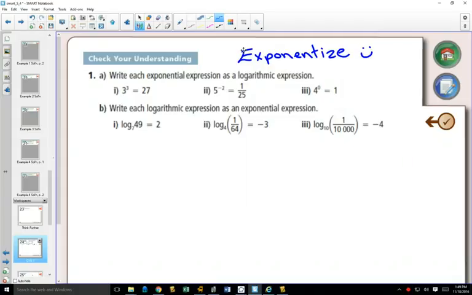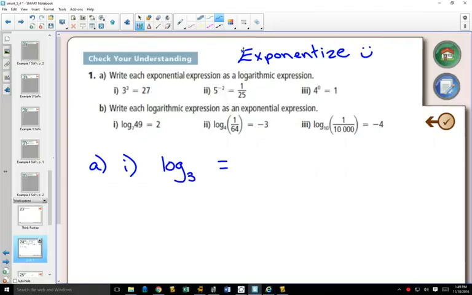Actually, what we need to do is write each exponential expression as a logarithmic expression. So we just are going to use our definition. For our first one, to write it as a log, the base goes here. So what's the base of our power? The base is 3. So we write 3 as our base.